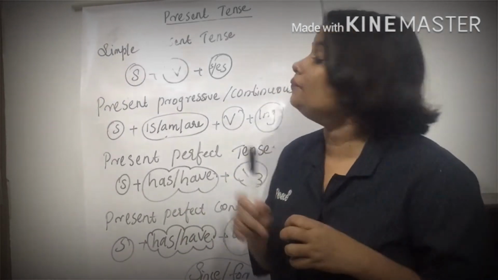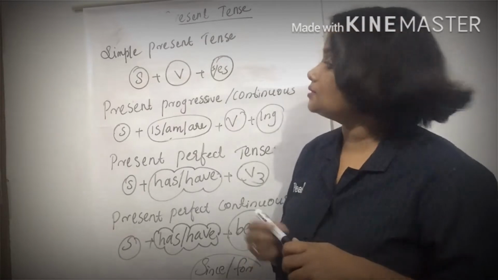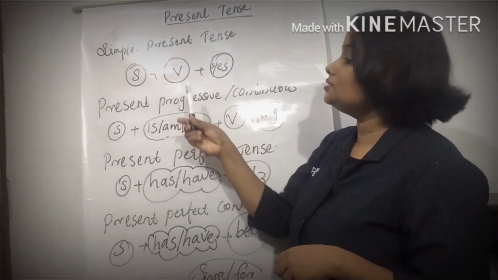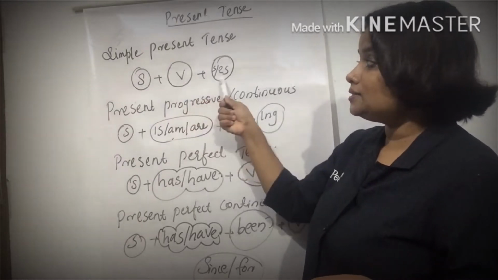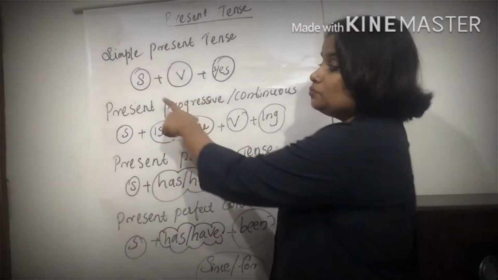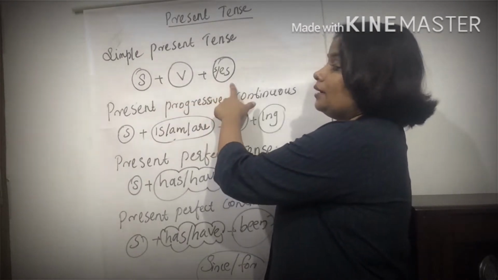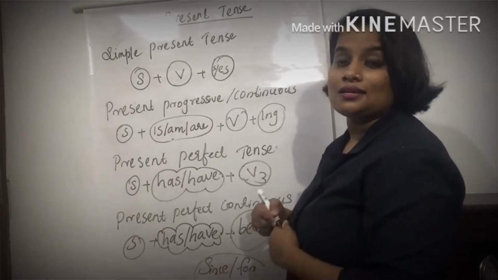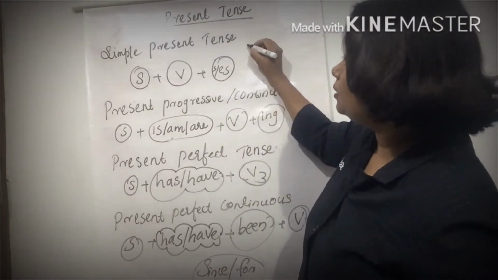So you just need to recall and save in your memory the structure of the different tense forms. Okay, so the first one is simple present tense. The structure of the simple present tense is subject plus verb plus s or es. I'll give you one example. When the subject of the statement is singular, the verb takes s or es. Along with the verb, what will come? S or es.